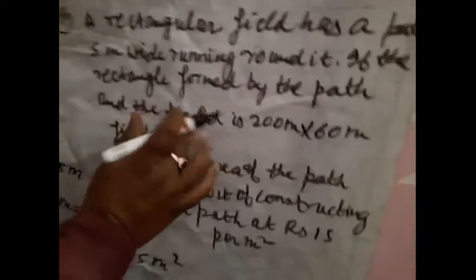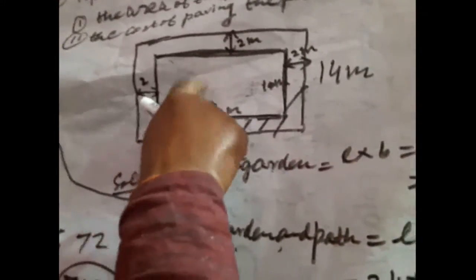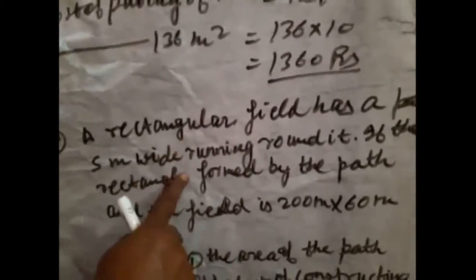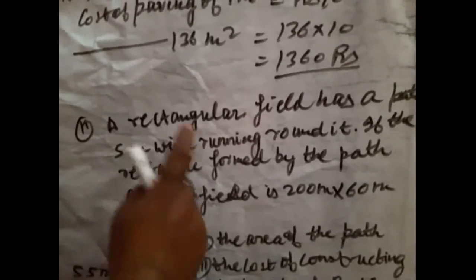एक रेक्टेंगुलर फील्ड है जिसकी लेंथ 200 मीटर और ब्रेड्थ 60 मीटर है. इसके अंदर, बाहर नहीं है, इसमें तो बाहर था. In this question path is outside, but in this question path inside. पाथ जो है इसके अंदर है. How much wide? 5 meter wide.